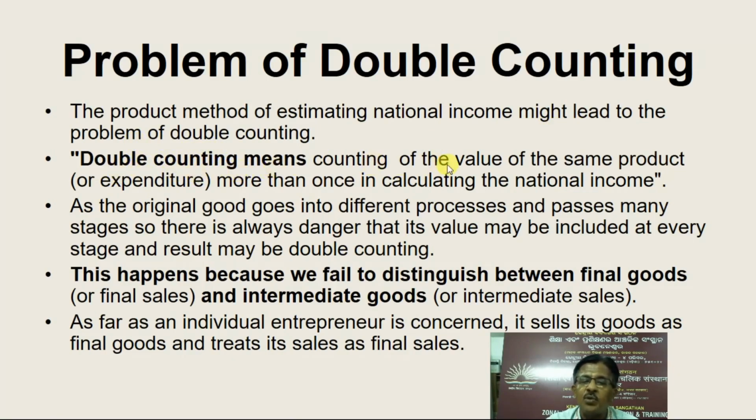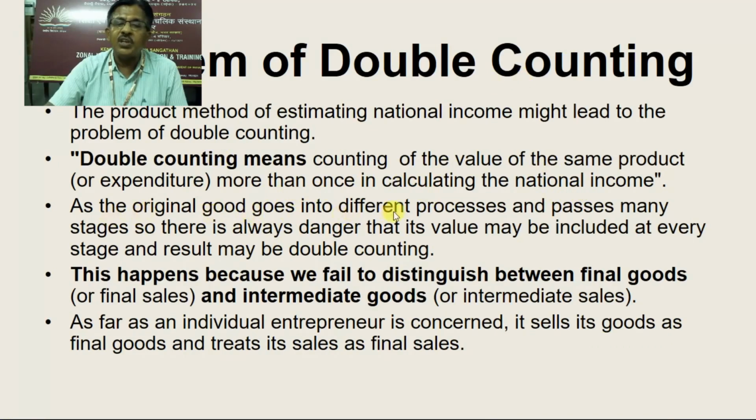Double counting means counting of the value of the same product or expenditure more than once in calculating the national income. As the original good comes into different processes and passes many stages, there is always danger that its value may be included at every stage and the result may be double count. This happens because we fail to distinguish between final goods or final sales and intermediate goods or intermediate sales. So this is very important. If we fail to distinguish between these two, then there may be possibility of double counting.